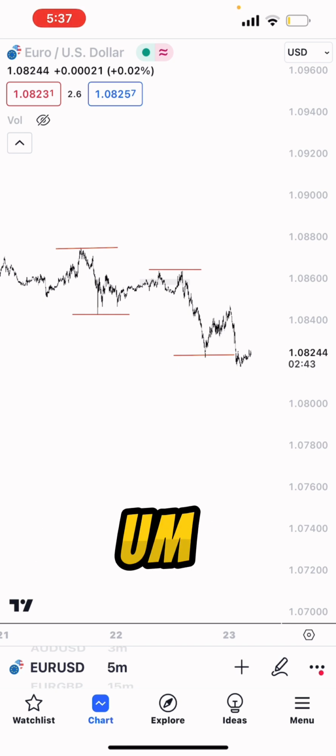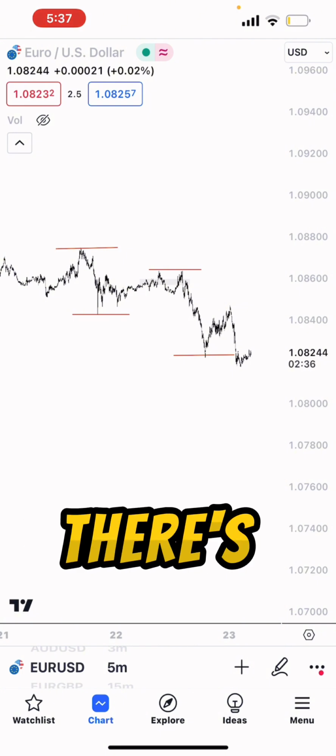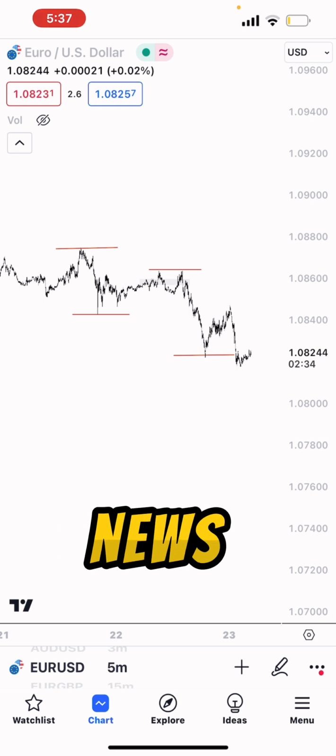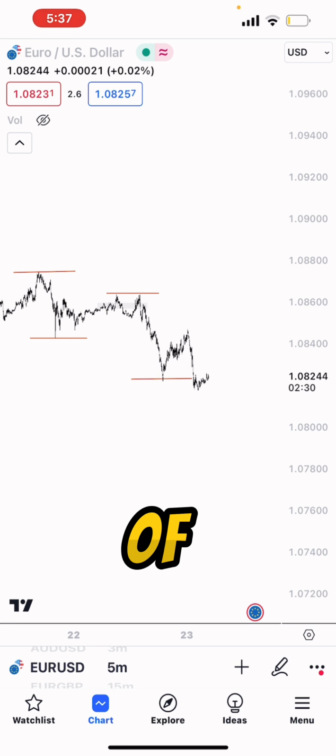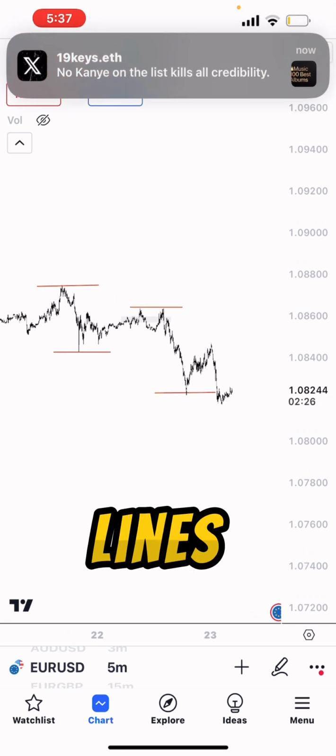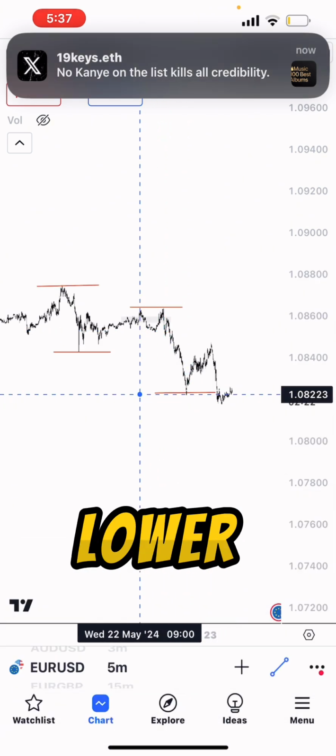And so when there's medium to high volatility in the market in real life, when there's medium to high impact news, the market creates new highs and lows because of how aggressive price is. So you see how there are 4 red lines here in total, and how the latest red lines are lower than the previous ones.